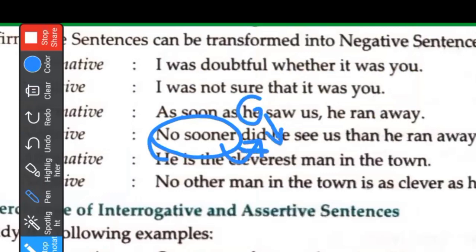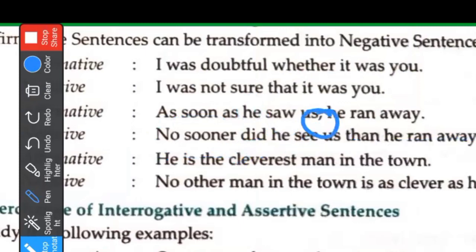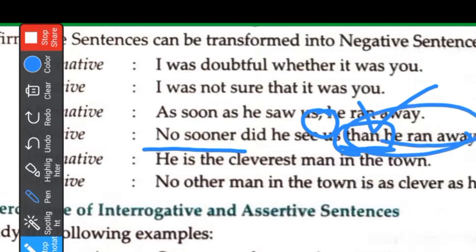And I told you whenever we use a past indefinite negative sentence, we use the first form: see, then us, then he ran away. Another thing that changed is that the comma turned into "than." With "no sooner," we always use "than," not any other word. Remember that. With "no sooner," we use "than," not "then" or "when." We cannot use those. We use only "than." The rest of the clause will remain the same.